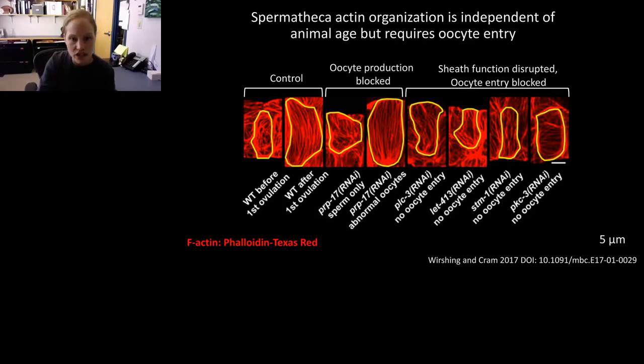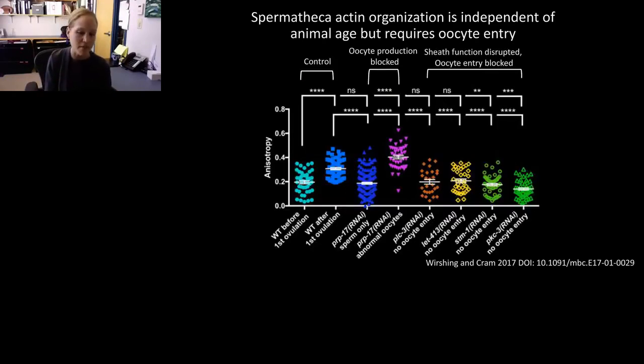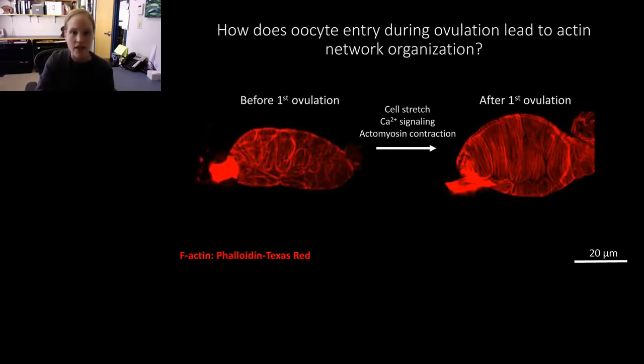What I hope you can appreciate is that in all cases, compared to the control organized actin cytoskeleton, if we disrupt oocyte entry, so if we block ovulation, we never develop those nice parallel organized fibers. You can see that another way across many animals if we quantify anisotropy, which is just a measure of how oriented the network is. Here you can see that regardless of animal age, they never develop organized fibers if you block oocyte entry. So to answer the question, no, it's not just something to do with development, but actually ovulation is required to go from a disorganized network to an organized network.